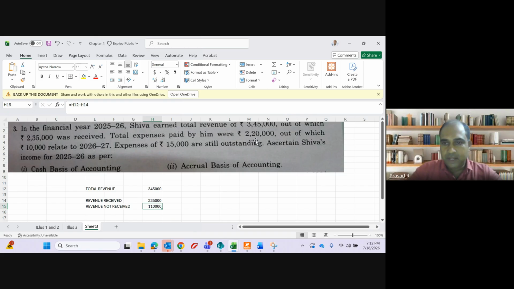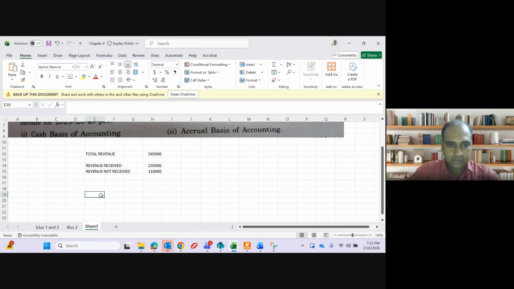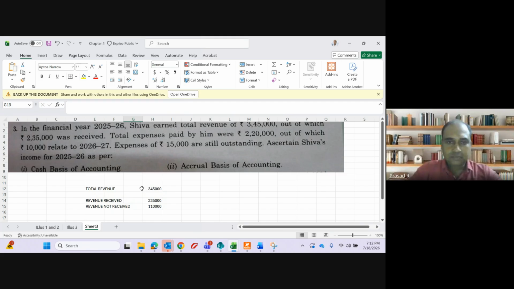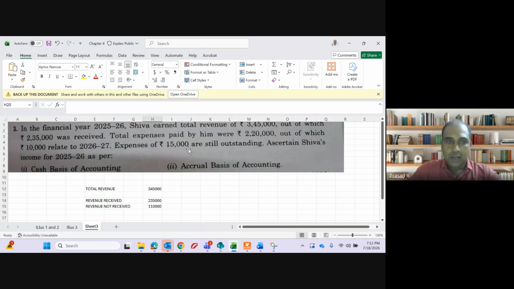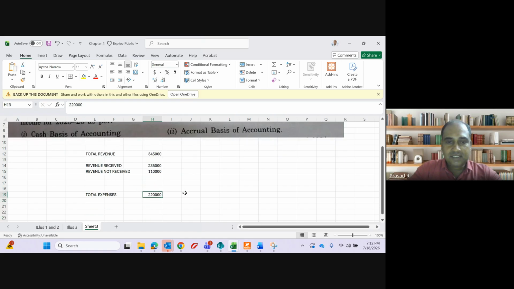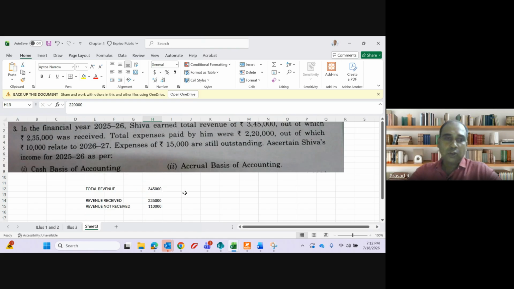Total expenses paid by him were 2,20,000. Total expenses is how much? 2,20,000. Out of which 10,000 related to 26-27. Expenses of 15,000 are still outstanding. Okay. Total expenses 2,20,000, out of which 10,000 relates to 26-27.